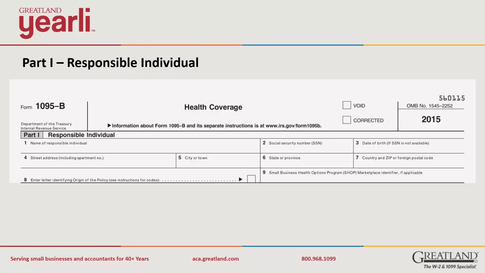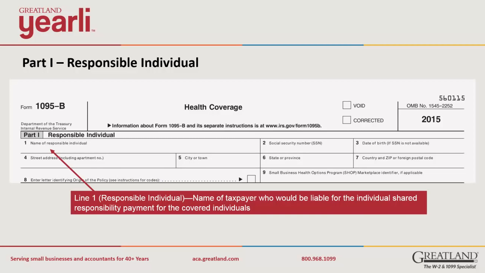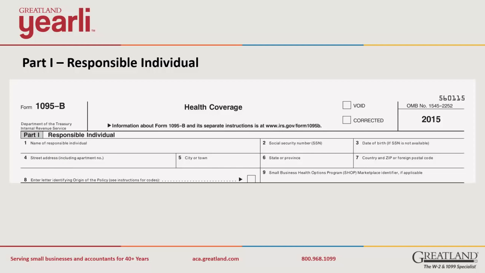Let's get started reviewing each part of Form 1095B. Part 1 reports information about the responsible individual. The responsible individual is the taxpayer who would be liable for the individual shared responsibility payment for the covered individuals. In line 1, you enter the name of this taxpayer.